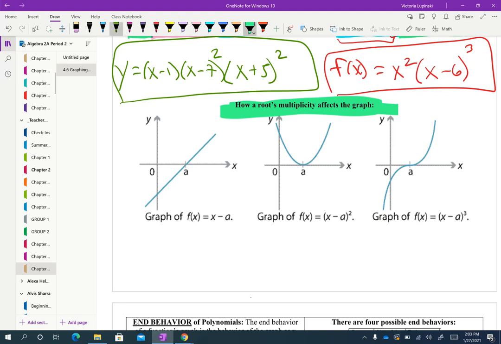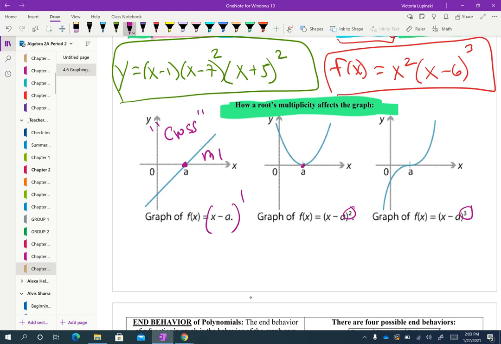There are 3 different types of multiplicities you're going to be responsible for. Something that is multiplicity 1 to the first power, something that is multiplicity 2 to the second power, and multiplicity 3 to the third power. These graphs show you an example of what happens, and let's make sure that we can identify it. So here at A, this would be a multiplicity 1. The way that you would describe that is that the graph is crossing the x-axis. It either comes from the bottom to the top or from the top to the bottom.